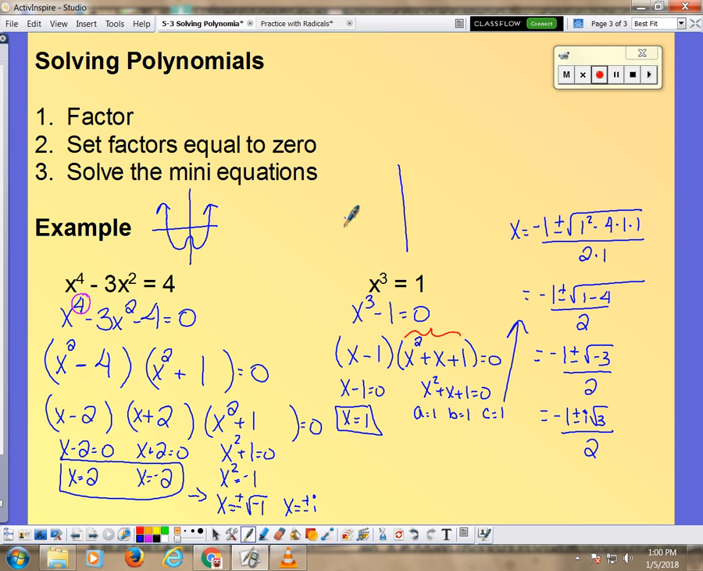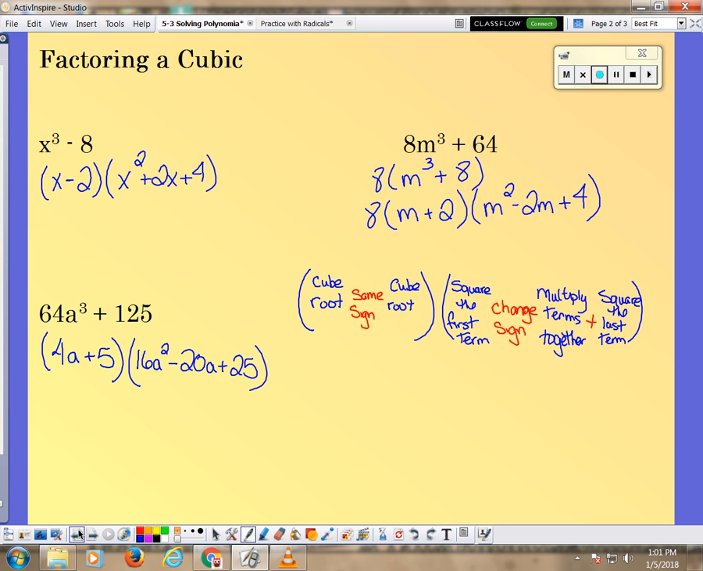If you were to put this in a graphing calculator and graph it, this graph looks something like this. So we have the same end behaviors of down and up, but we only cross the x-axis 1 time. So ladies and gentlemen, those are your notes for today.